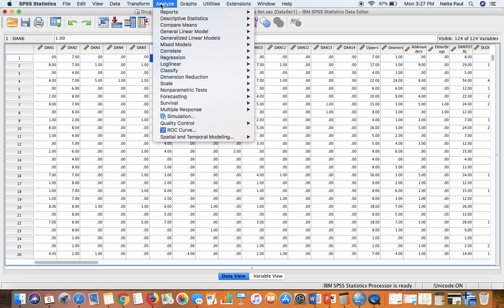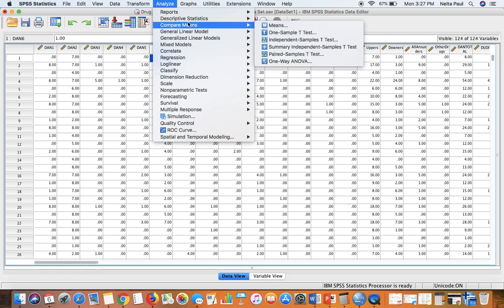So Analyze. Now we talked about, in our first video, our second video, Descriptive Statistics. Now we're going to go to Compare Means. Now, you'll see the blue highlighting on Analyze, Compare Means. It's going to give you a drop-down menu.